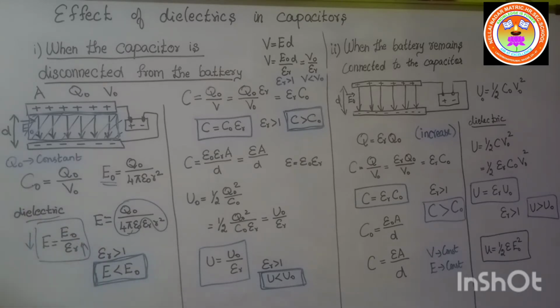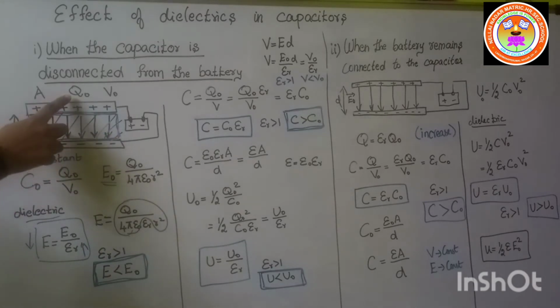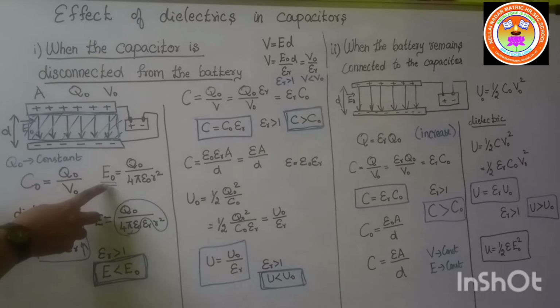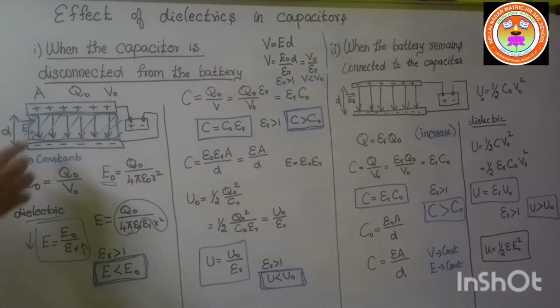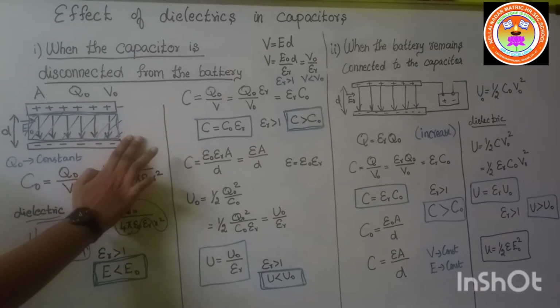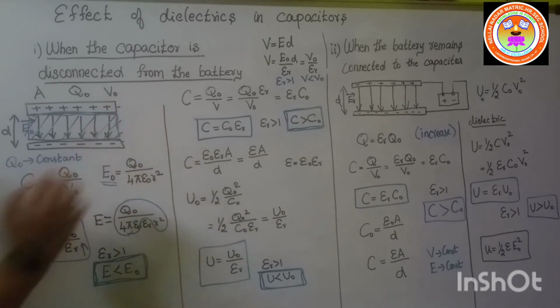Reduced. In any other medium, if the dielectric slab is placed here, the electric field value will be reduced. Once again, listen children. First, we are given the battery. We connect the battery, the charge is stored as Q naught and potential is V naught. So we are calculating the electric field. Now we introduce the dielectric slab and remove the battery. I forgot to say remove the battery.